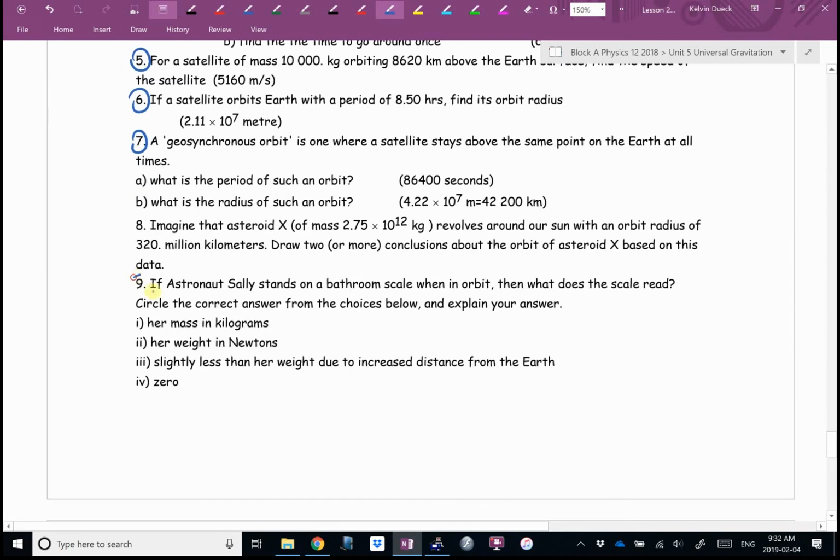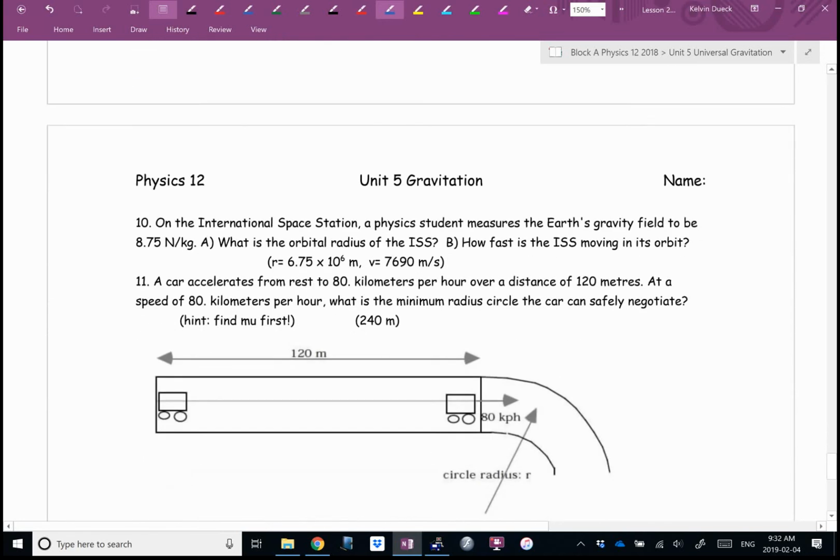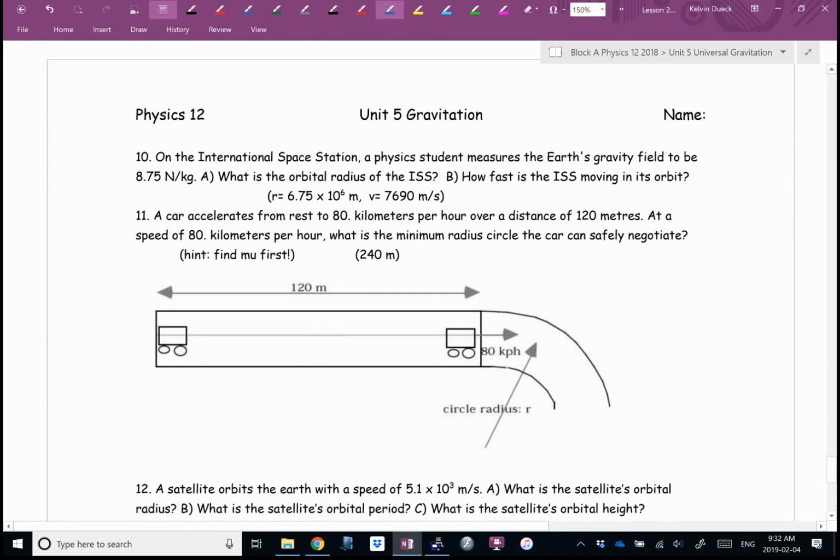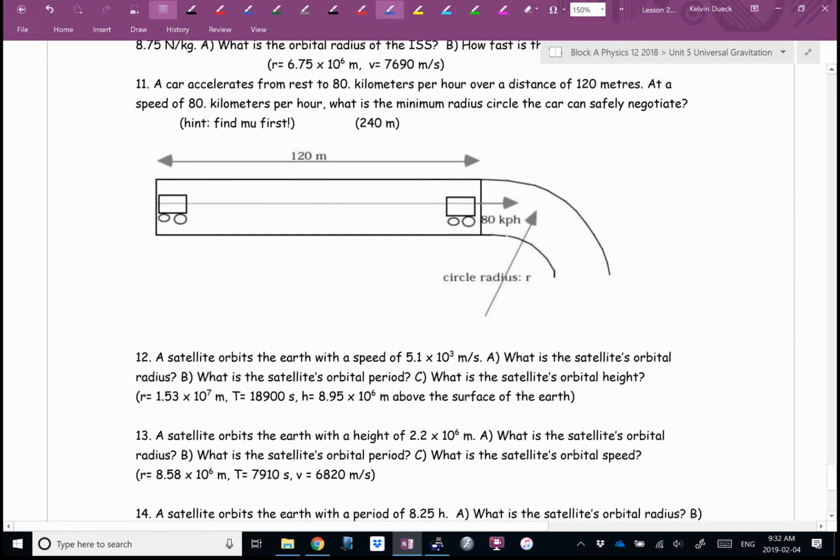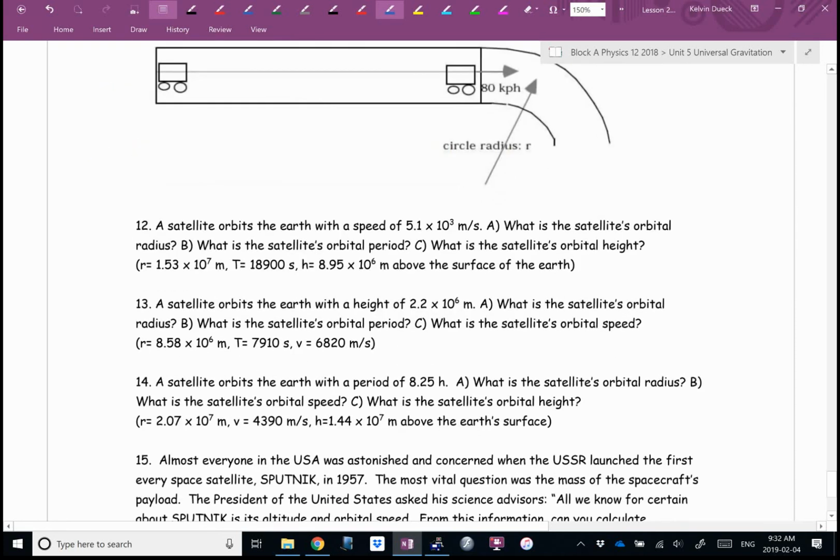9 is good. I skipped 8. 10 is tricky. 12, 13, 14, 15.